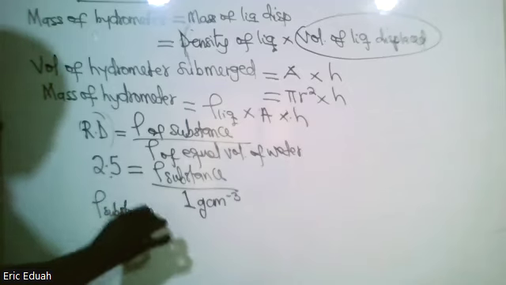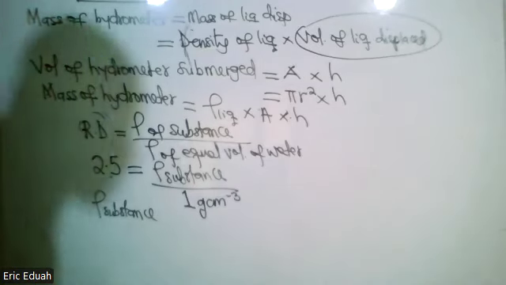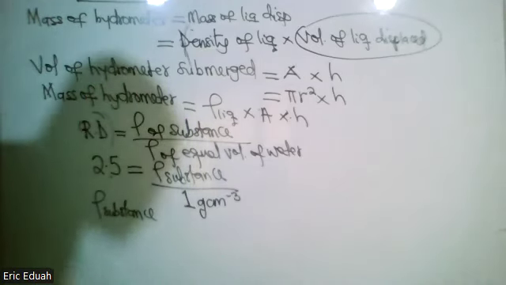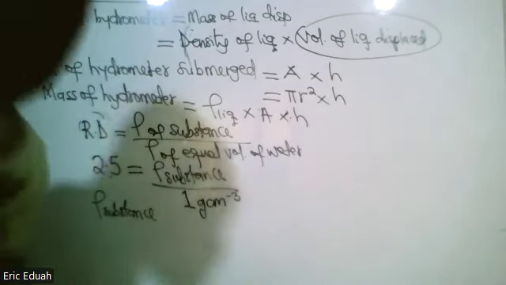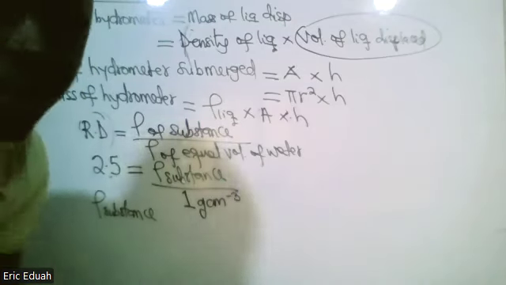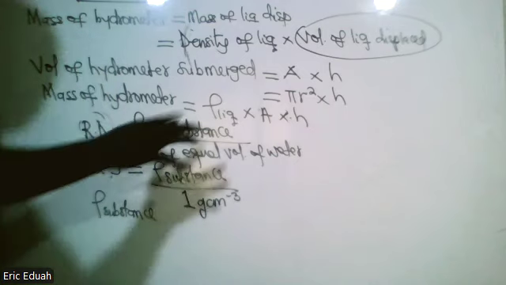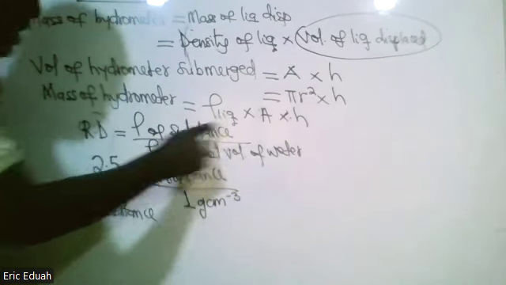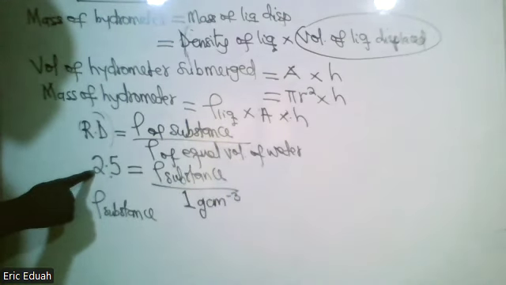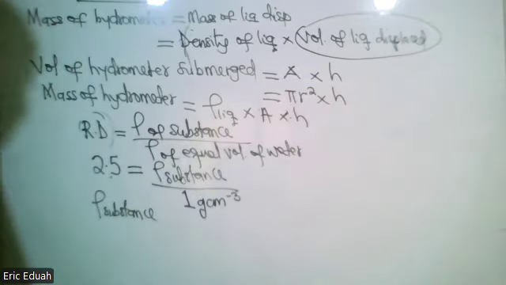All that I'm saying is that if you are given the RD of a substance, it is equal to the density of the substance in gram per cm cube. So in case you are not given the density of the substance or liquid directly and they give you its relative density, you can pick the density from this. All right, any question?